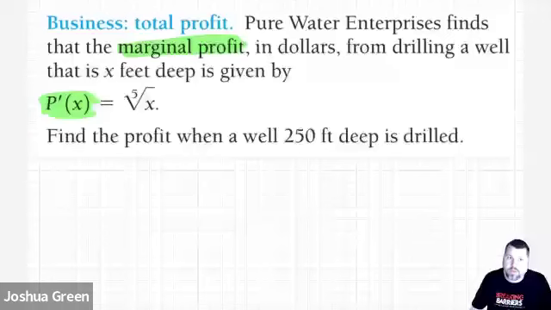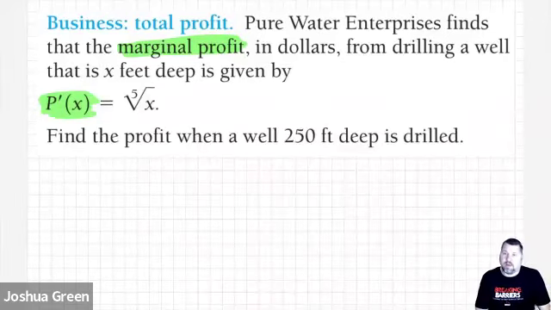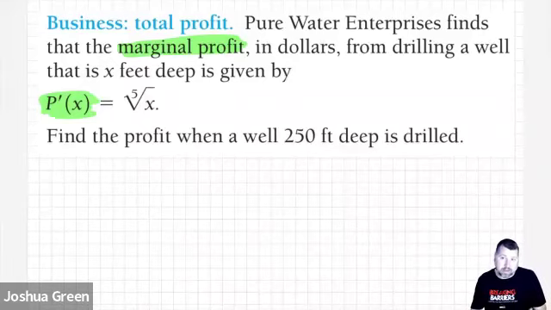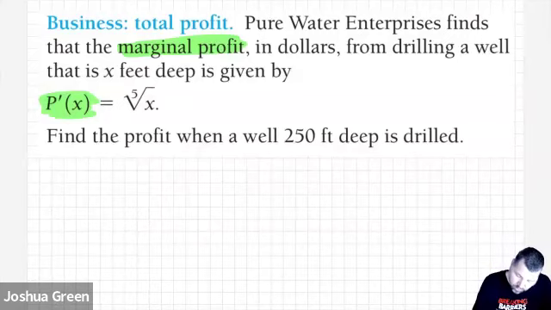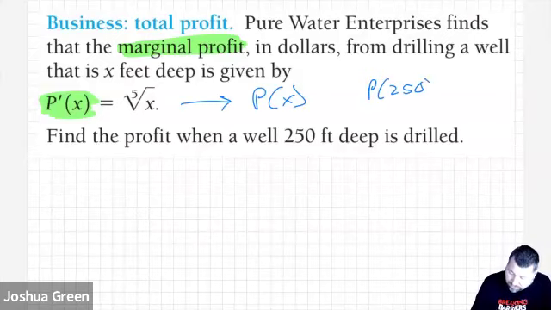But one of the things this definite integral helps us with is getting to the answer we need in a more direct path. It also opens up some different stuff as well. What if you have a well already drilled and you want to increase the depth? There are different ways we can use a definite integral that just plugging into a function would not do. If we wanted to, we can use this function here to get P of X and then plug in 250, and that would give us the answer we're looking for. But the definite integral will take care of that for us.